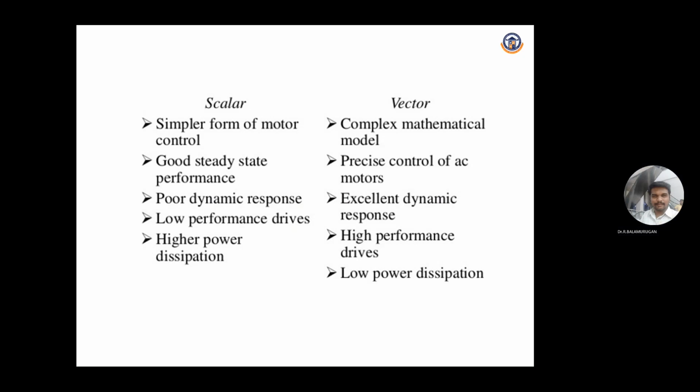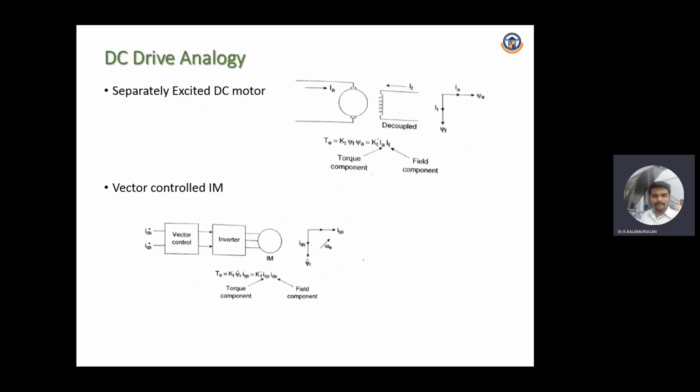Let us see vector control in depth. Before that, we will compare the DC drive and the vector controlled induction motor drive. Both are the same in terms of the torque component and field component decoupling nature. In this slide, I am showing the separately excited DC motor equivalent components and also the vector controlled induction motor equivalent components. You can see the nature of the components: the armature current is perpendicular to the field component.